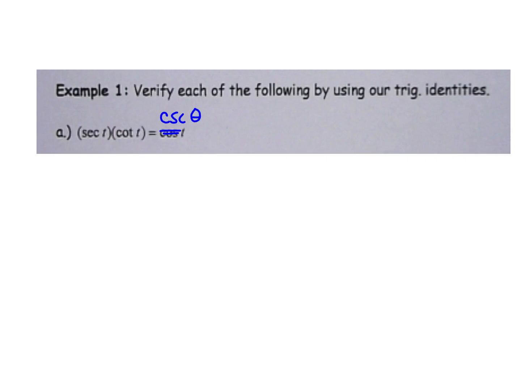Go ahead and read this example 1 together. Again, we're asked to verify that each of these following things are true. So for here in part A, we have secant theta times cotangent theta. It should say equals cosecant theta. So I always like to, like I said, kind of begin with the end in mind. So quite often you're going to see me sort of just take a look at the right side of the equal sign and sort of reverse my way backwards.